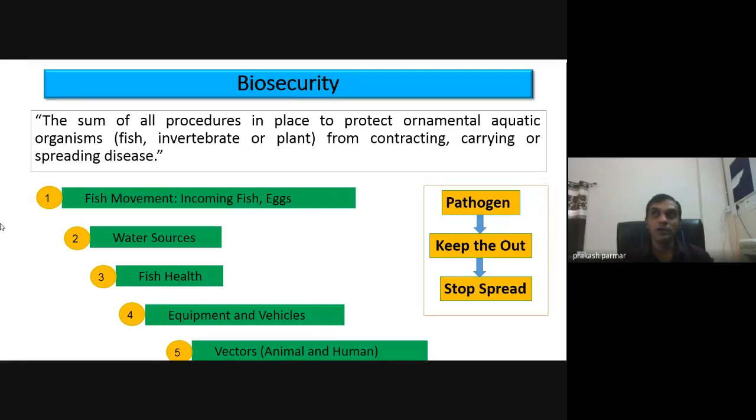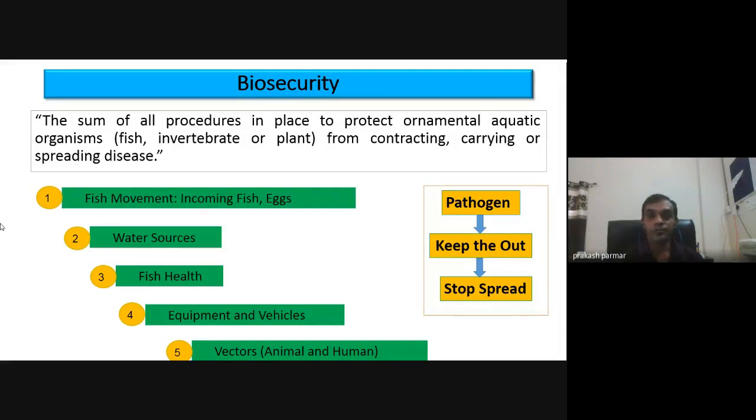Animals like mice, rats, dogs, and other animals are also spreading the pathogens from one place to another, so we have to avoid that. And visitor entry, we have to restrict as much as possible, or we can adopt things like a foot bath, or washing hands properly before entry to the premises. These are the common things in biosecurity.